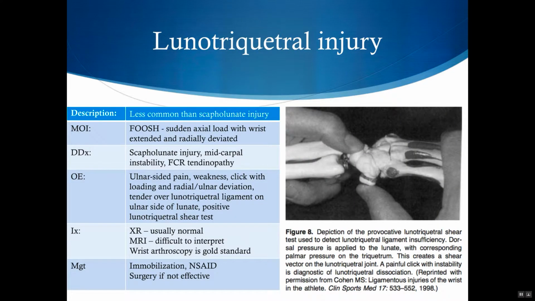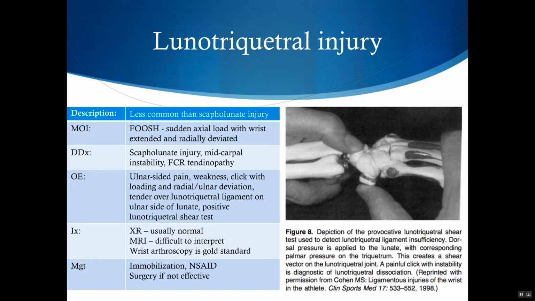Lunotriquetral injuries are less common than scapholunate injuries, but they also occur with a FOOSH, or a sudden axial load while the wrist is extended and in radial deviation. In this case, the pain is more ulnar than in scapholunate injury, and athletes often complain of weakness, giving way, and clicking with loading.